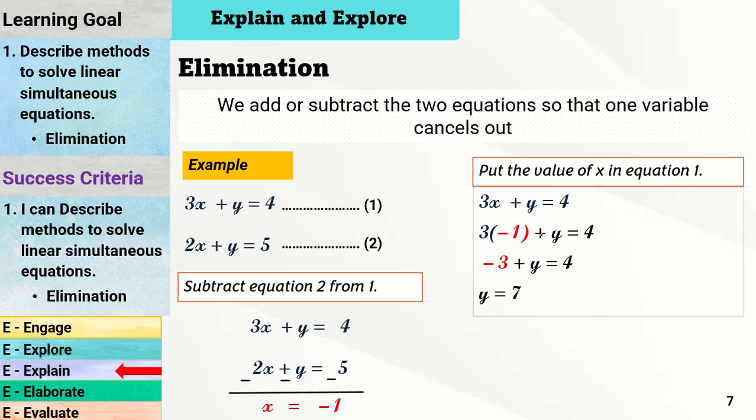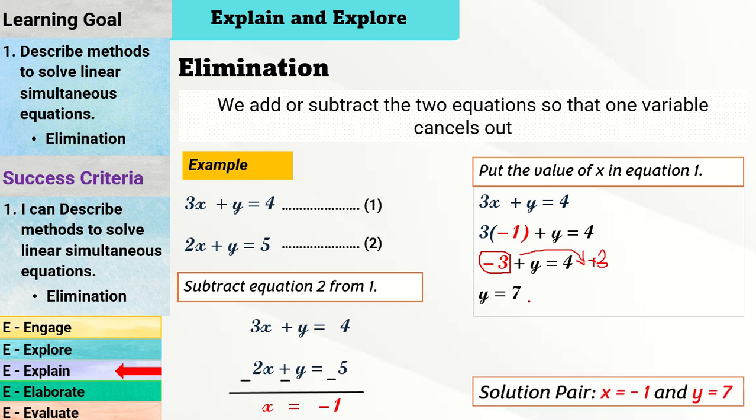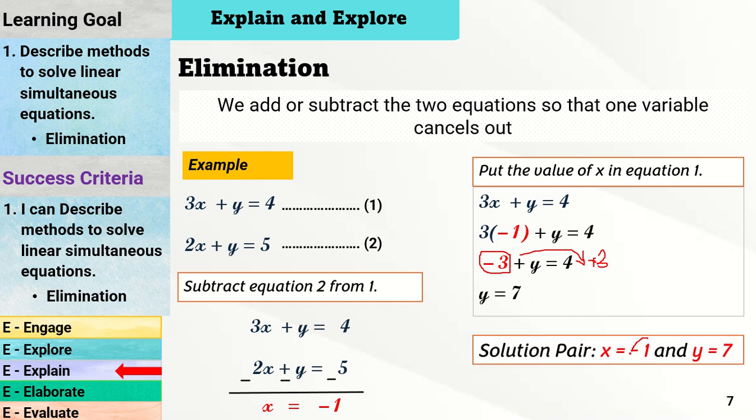3 into minus 1 plus y equal 4. So 3 into minus 1 is minus 3, plus y equal 4. Minus 3 will be shifted to the right hand side. It will become plus 3. So 4 plus 3 is equal to 7. So what is my solution pair? My solution pair is minus 1 and 7.